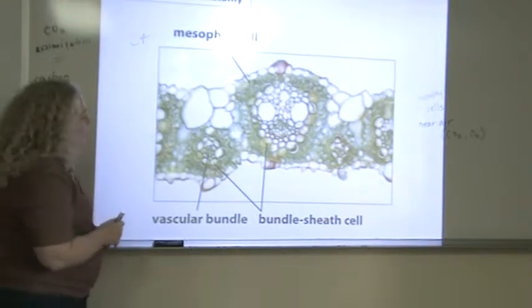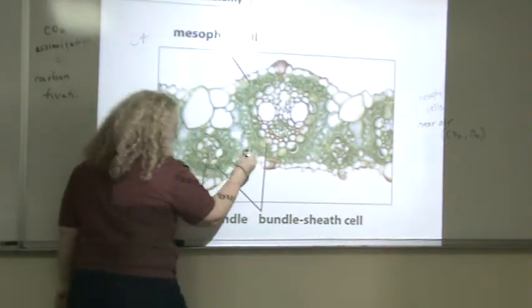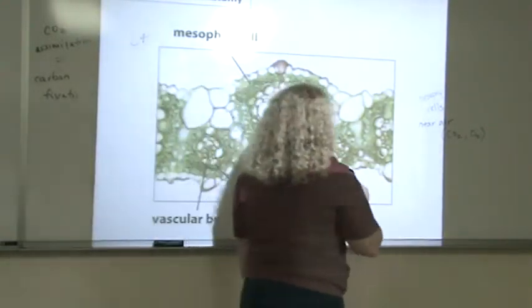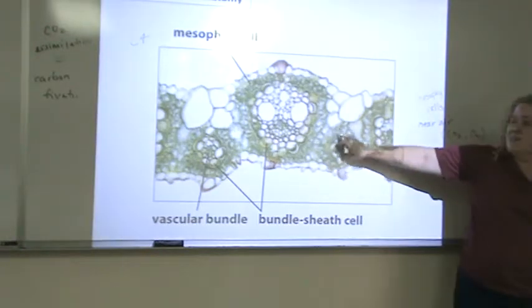So the monkey faces are the vascular bundles here. And they are much larger and much more interesting looking. Notice also that there's very little air space in this leaf.